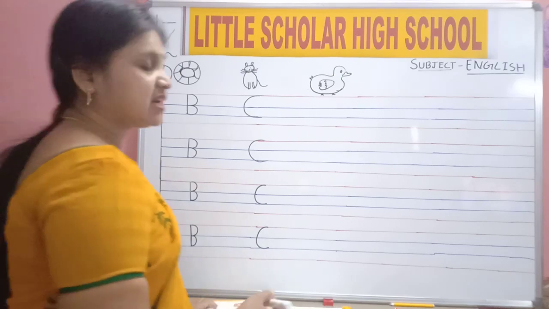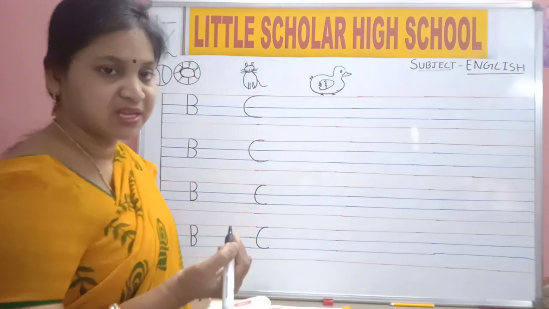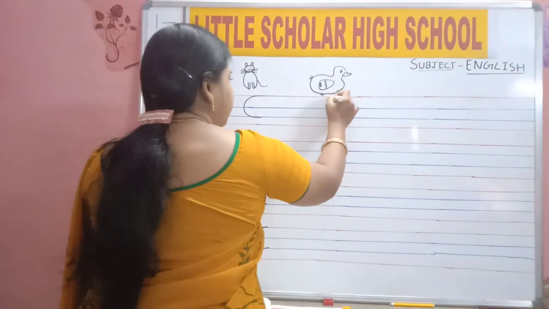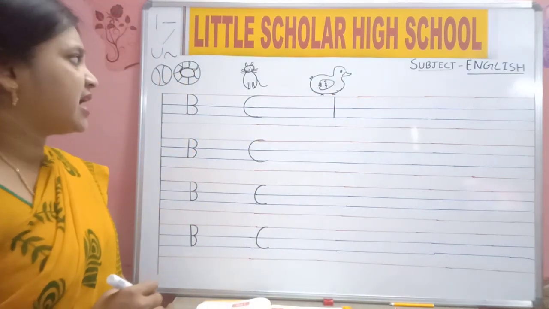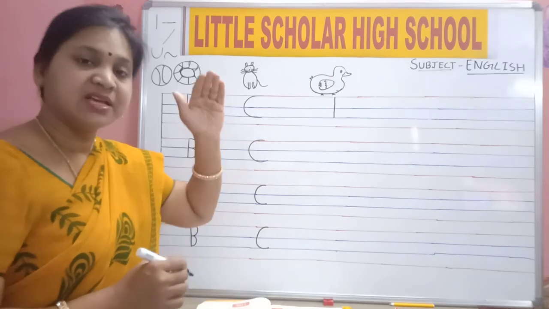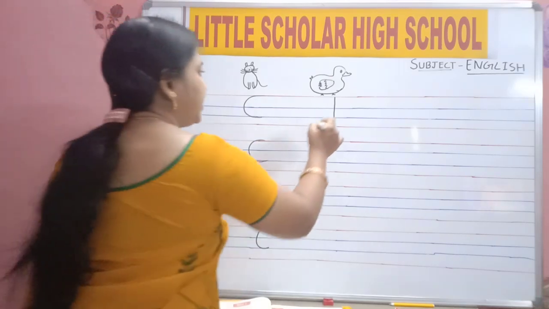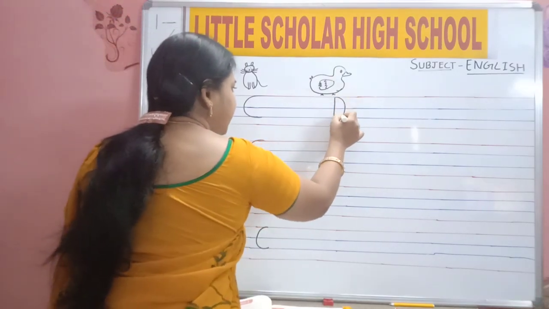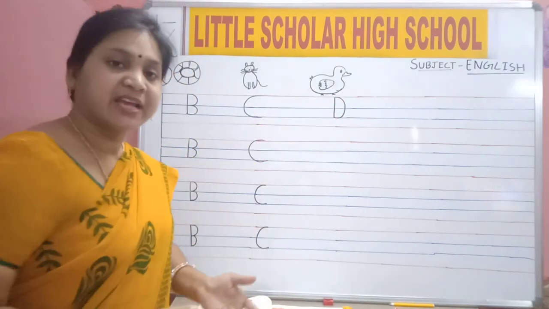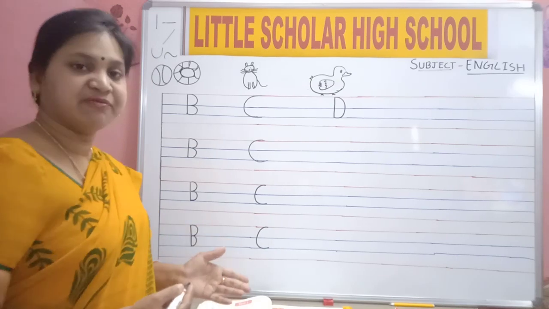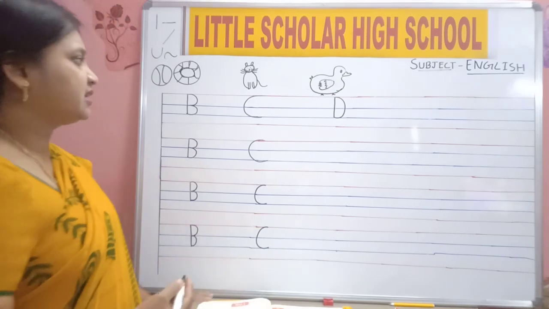So, shall we write D now? See, D is also very simple and easy. One standing line. You will draw one standing line. Then one big curve line. This is capital D. What is that? Capital D. Understood? D for duck.